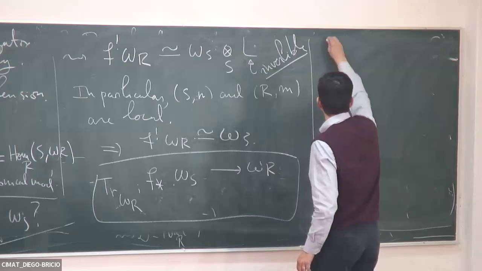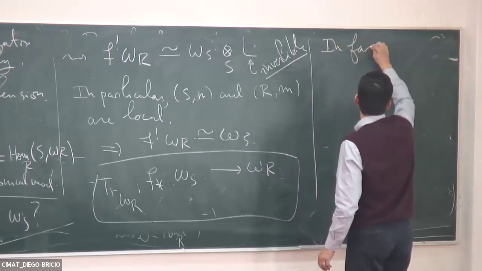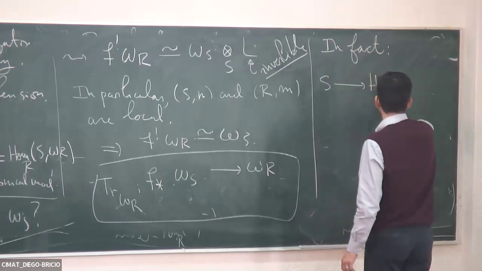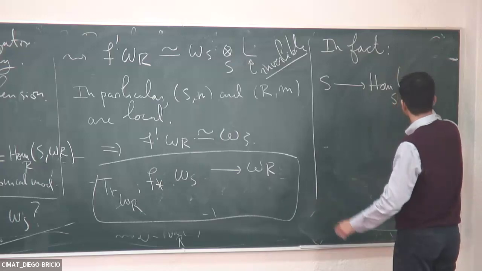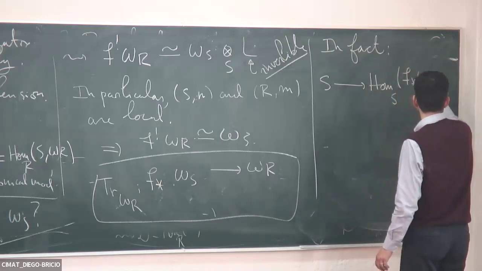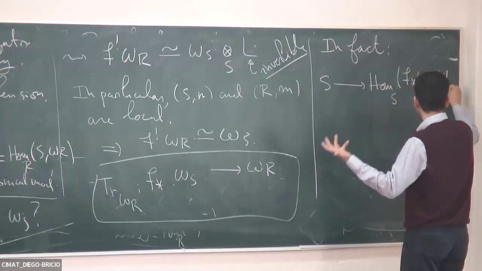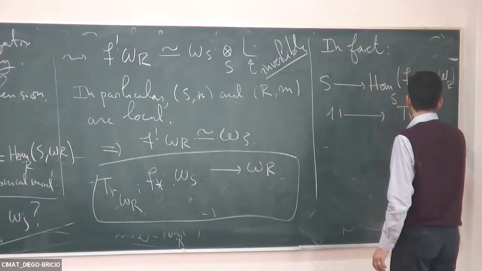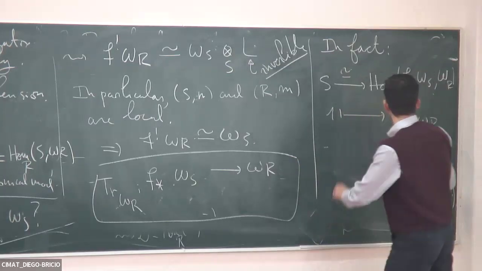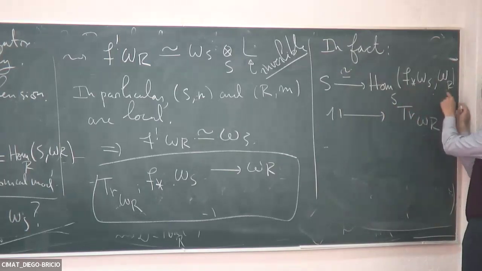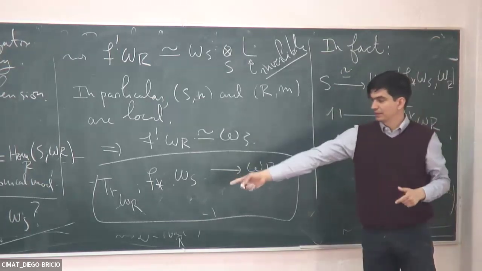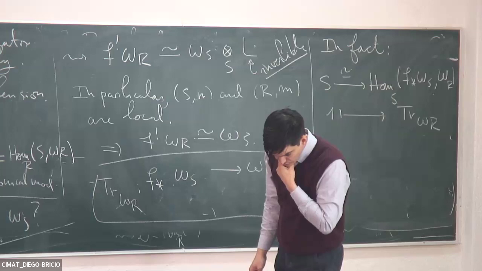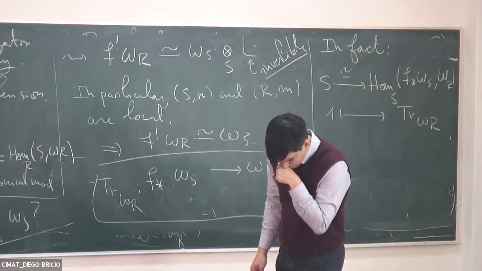So in fact, if you write this down, actually, the Grothendieck duality is literally this. So this is an isomorphism. So in other words, the set of maps from here to here are just generated by that trace.